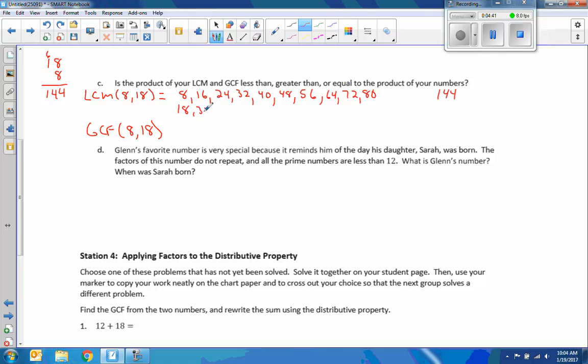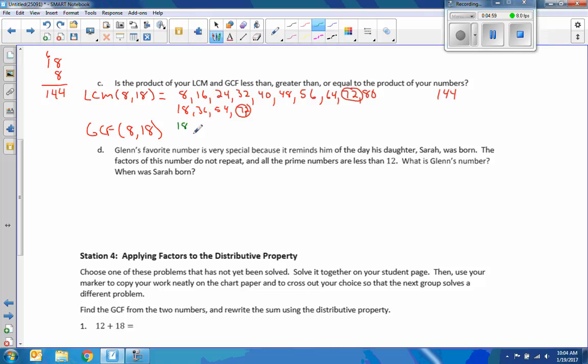Now multiples of 18: 18, 36. Add 2, subtract 2, remember that? 54. Add 2, 7, subtract 2, 2, 72. So there is the least common multiple: 72. Okay. Now do the GCF of 8 and 18.